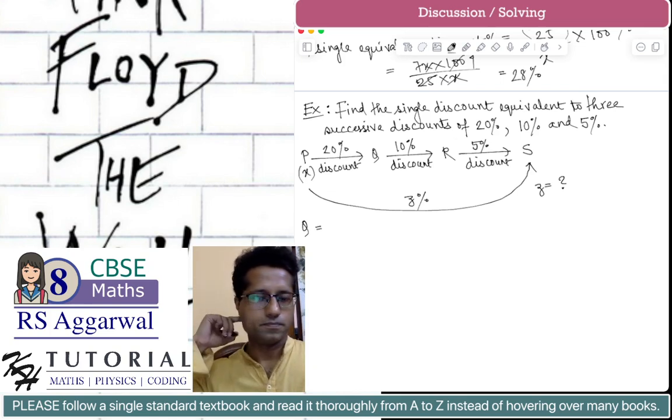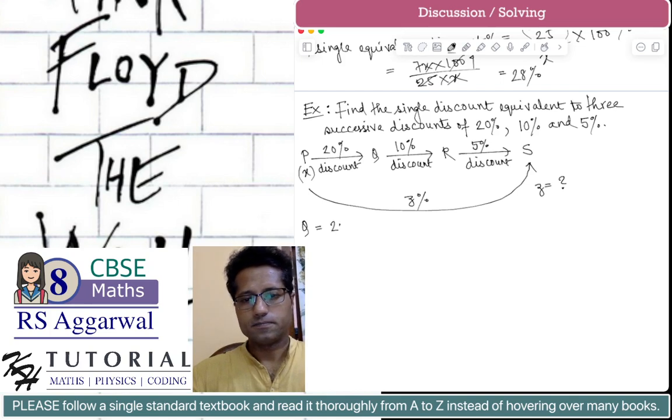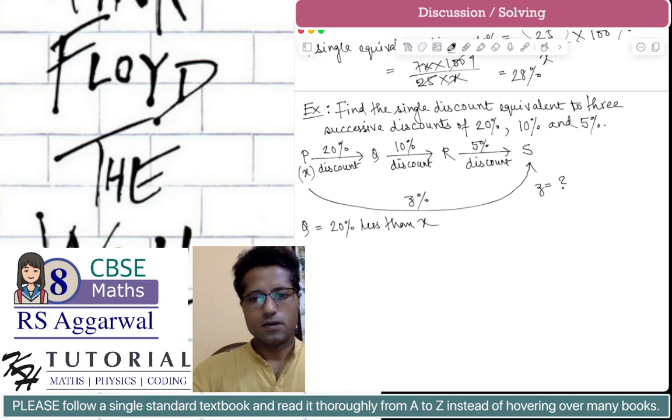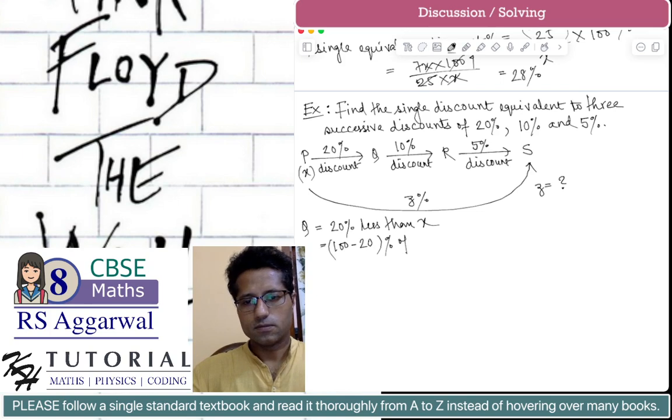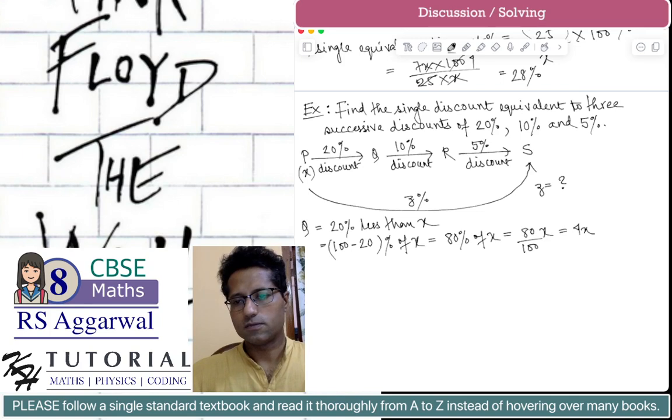Q is equal to 20% less than the mark price, that is X. Now I will skip a few steps, I hope you will understand. Okay, let's do it step by step. 20% less means 100 minus 20% of X. This is equal to 80% of X. This is equal to 80 by 100 multiplied by X, and after simplifying 80 by 100, this is 4X by 5.